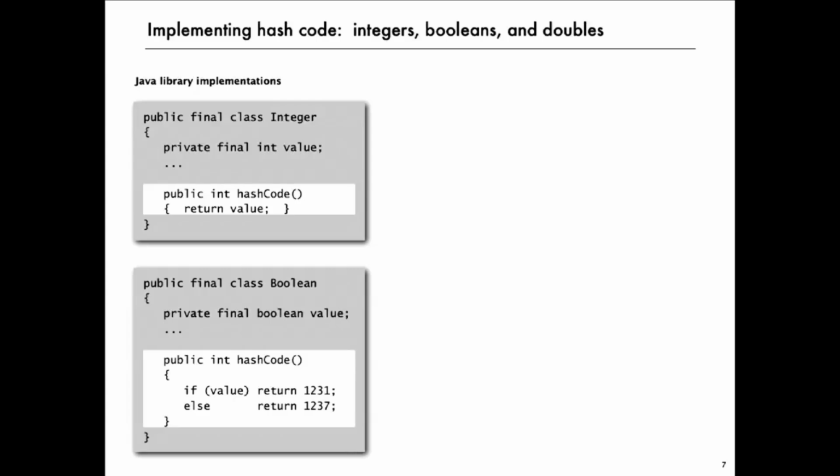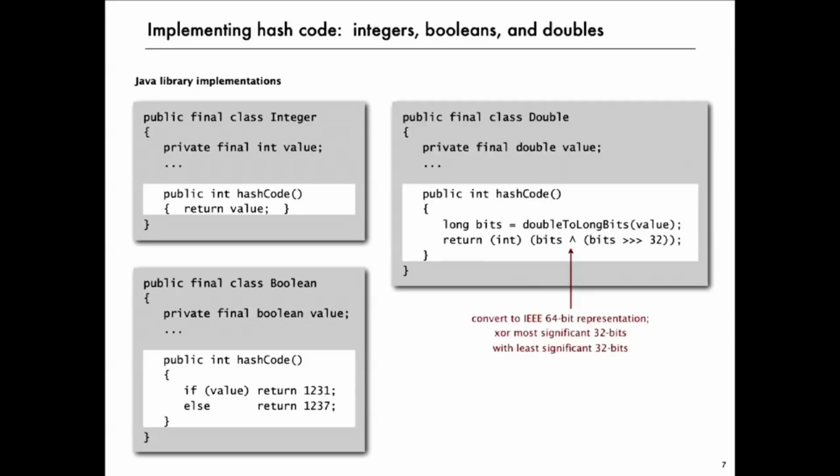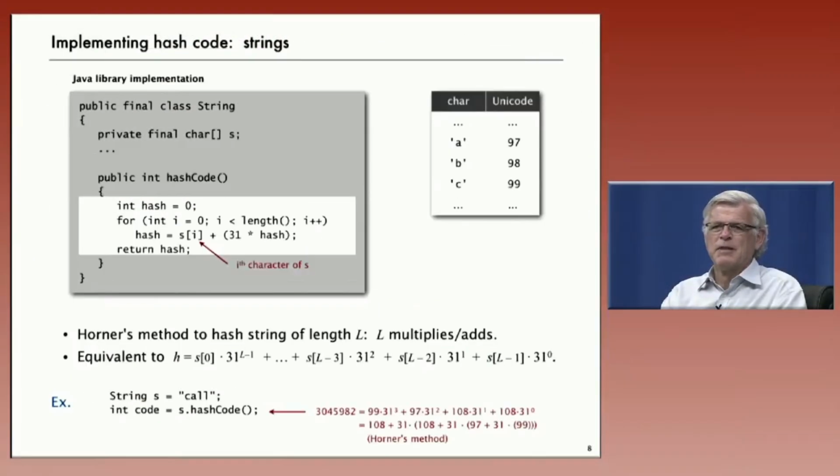If it's a Boolean, they pick out a couple particular values that they return. For hashing Boolean types, there's only 2 different values, so it's hard to think about what you really might want there. For double values, this is the code. They convert to 64 bits and XOR the most significant 32 bits with the least significant 32 bits. This illustrates something that you want to do if you have a lot of bits: you want to try to involve all the bits somehow in the hash function.